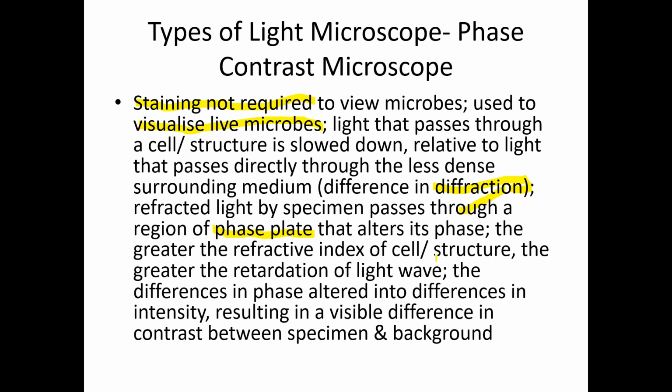First of all, the light will be refracted or diffracted by the specimen. As a result, the speed will be slowed down. Now, this refracted or diffracted light will pass through a special region called the phase plate region. The phase plate will alter its phase, changing its speed. That means the greater the refractive index of the cell or structure, the greater the retardation of the light wave.